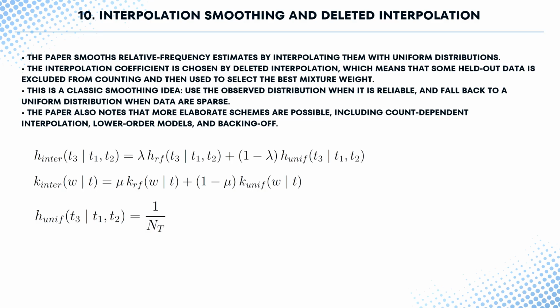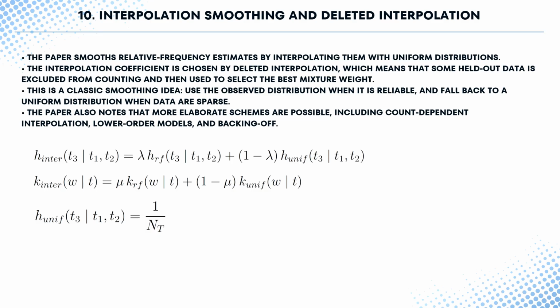The second method is that the interpolation coefficient is chosen by deleted interpolation. Now the key question is, how do we choose lambda? We don't just pick it randomly. Instead, we split data into a training and a held-out set. We try different values of lambda and choose the one that performs best on held-out data. This is called deleted interpolation. We use the observed distribution when reliable and fallback when sparse. This is the intuition behind smoothing. For example, common words give reliable counts so we can trust them, but rare words are unreliable so we use fallback. So smoothing balances the trade-off between bias and variance.